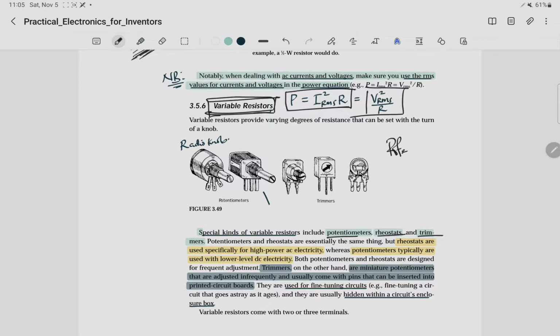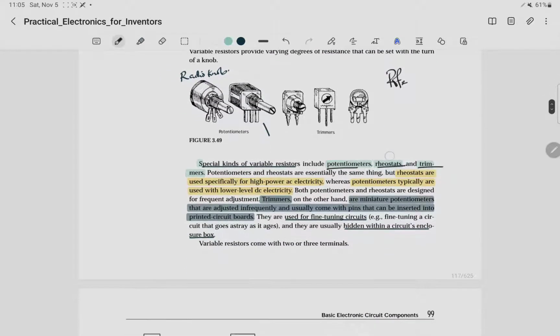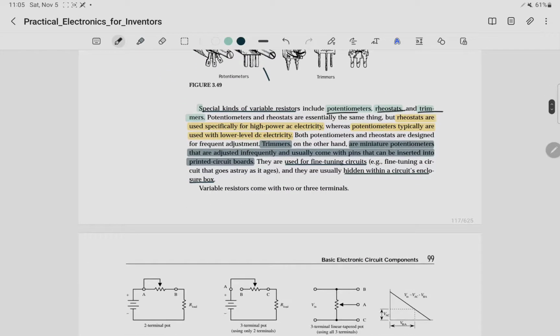So when you have a toy car, okay, maybe not necessarily a toy car, whatever device, maybe your headsets, and if there's a variable resistor there, it's probably enclosed because you don't need to adjust it frequently, unlike a potentiometer or a rheostat. Potentiometer, which you find in your radio knob, which you always have to adjust. So that's the basic difference between a potentiometer, rheostat, and a trimmer.